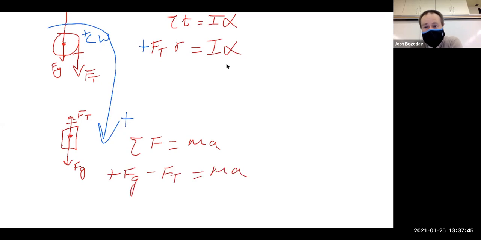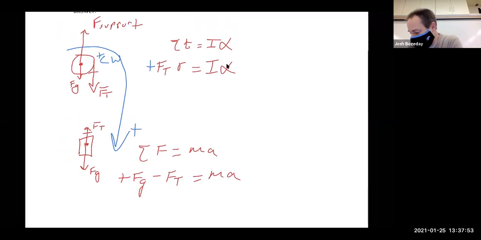Again, I don't want to rush through this because it's a little tricky. Are there any questions? Okay, so I'm just going to use a capital R so it's really easy to see that.